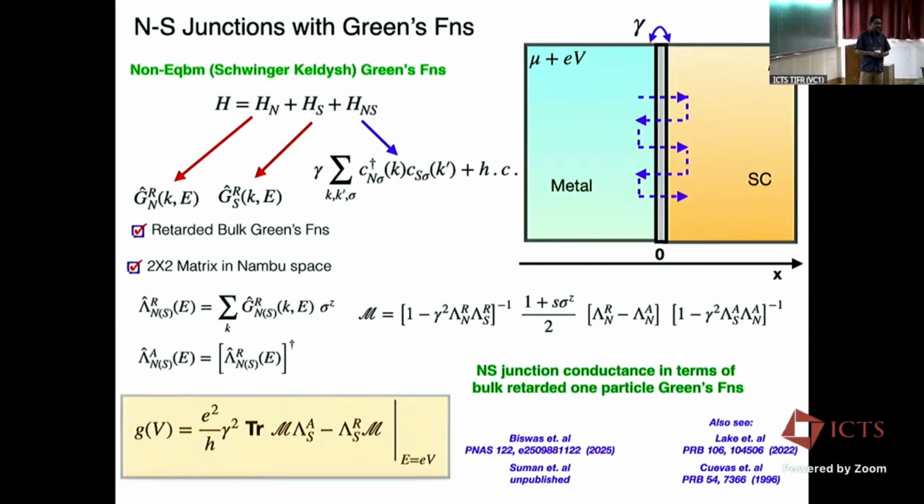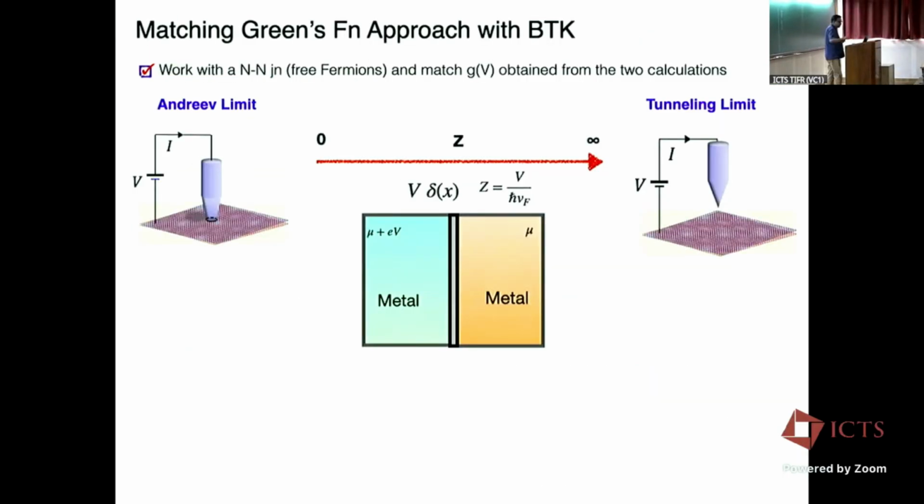Okay, so you give me a bulk Green's function without telling me the exact form. I can put it in the formula, and this should give me the G of V. Okay, this is kind of what comes out of all the calculation. So the point of doing this is that you can go back and you can ask, can I match this with my wave function-like approach, at least for the BCS limit?